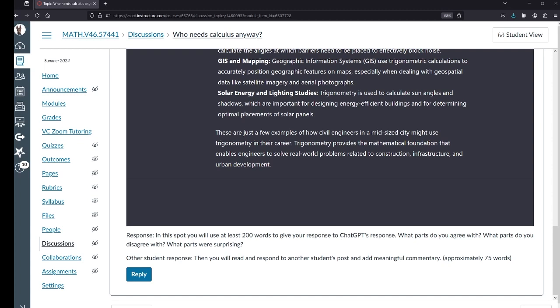And in at least 200 words, you're going to give a response. What parts do you agree with? What parts were surprising to you? Just talk about it, right? The whole point of this is to help you understand why you're even in this class. Why are you here, right? So this is going to help you figure that out.